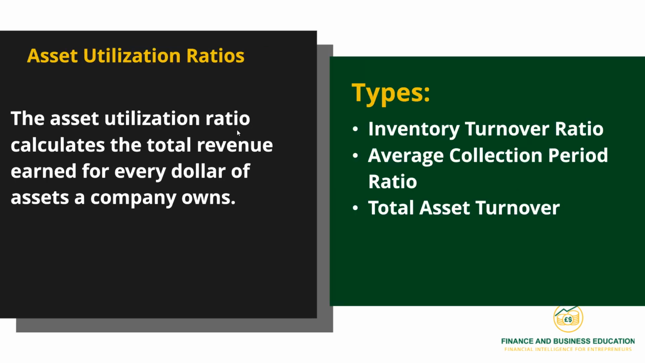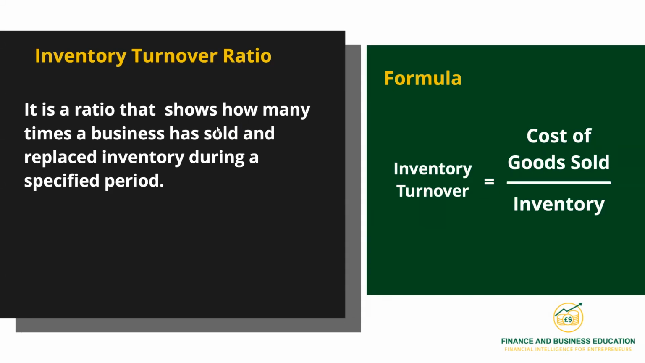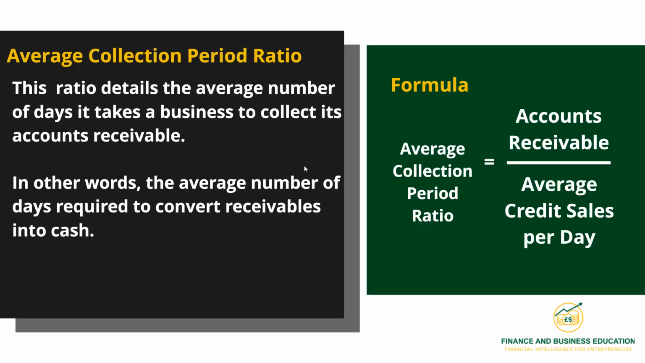Then you have utilization ratios. Remember we were looking at something called PLACE? We're on to A right now. The asset utilization ratio shows you how efficiently you are turning over your stock, or how efficiently you are collecting money that is due to you. This one is called inventory turnover. How quickly is it taking you to turn over your goods and services? It shows how many times your business has sold and replaced inventory during a specific period of time. So it's cost of goods sold divided by inventory.